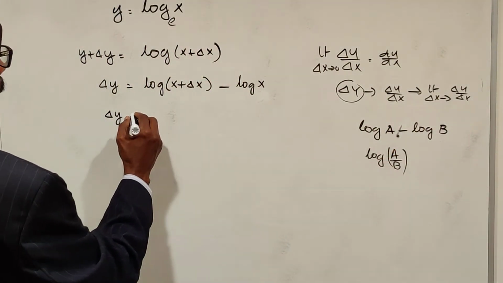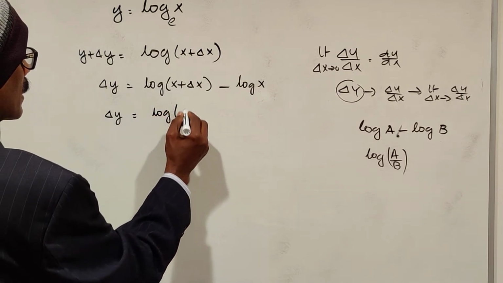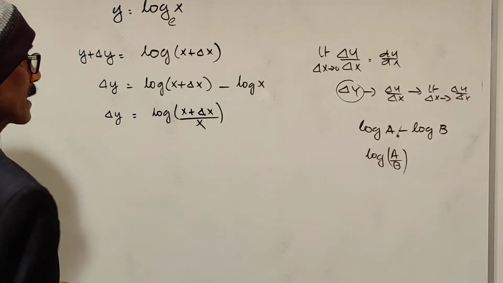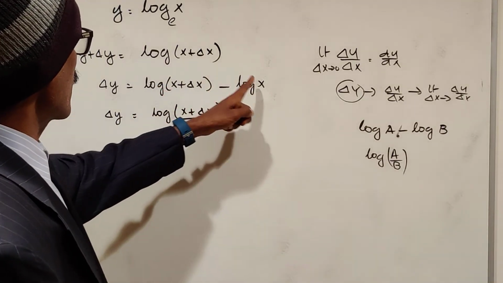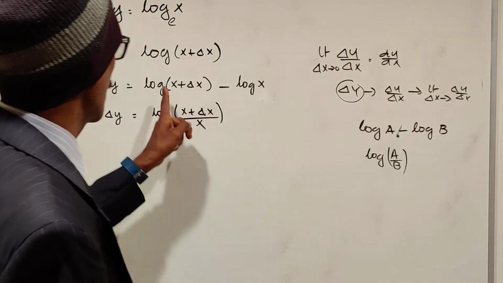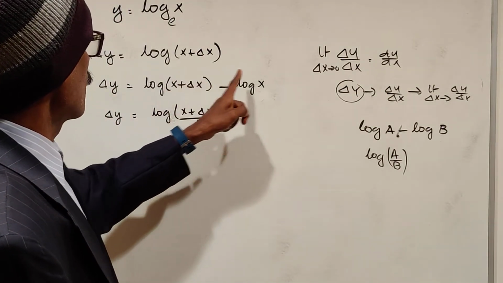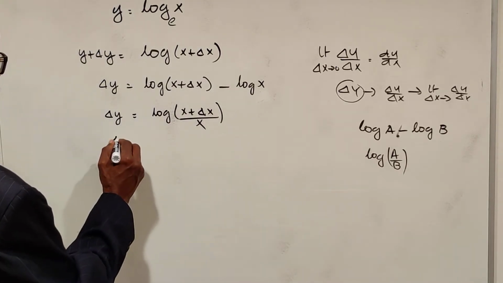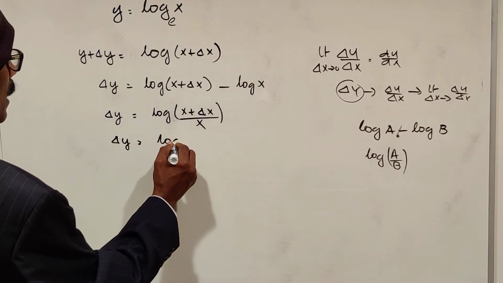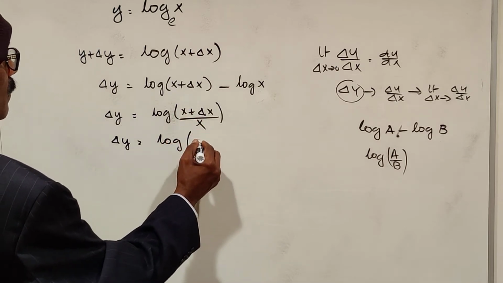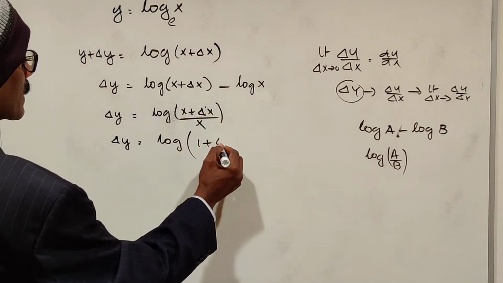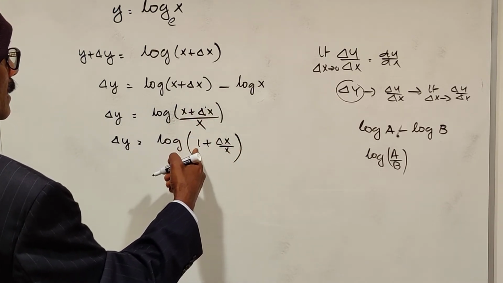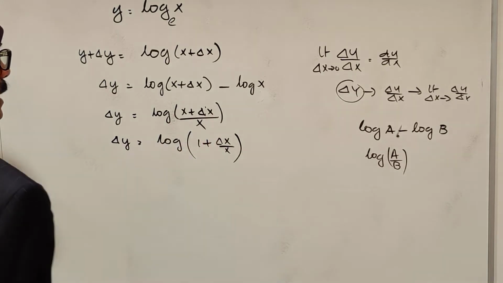See, here log of x plus delta x by x. You understand? Log of x plus delta x minus log x is log a by b, where a is x plus delta x and b is x. So log of x plus delta x by x. So delta y equals log, what is x by x? 1. So 1 plus delta x by x. I am going to rewrite x plus delta x by x as 1 plus delta x by x.